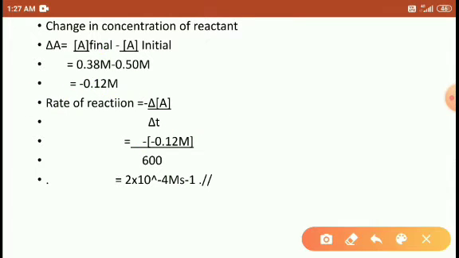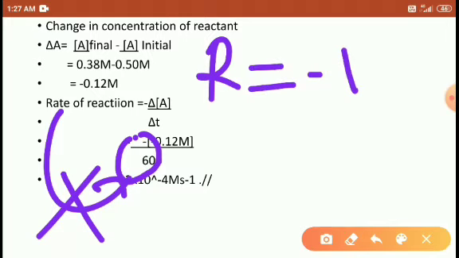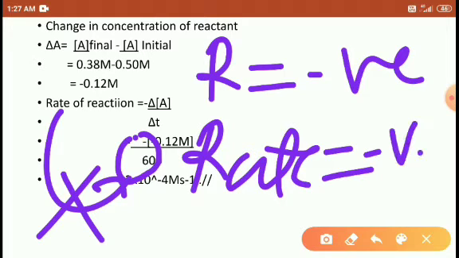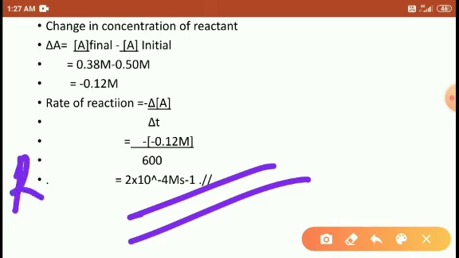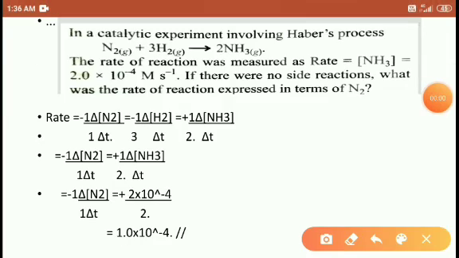So students, one thing you keep in your mind: why I substitute here an extra minus. In the previous introduction we discussed that the rate is never negative. The concentration of reactant must decrease, but the rate is never negative. So to make the rate positive, we have to substitute one more extra minus here, and then we get the answer in positive form. The rate is positive, students. Right students, I hope you understood that.